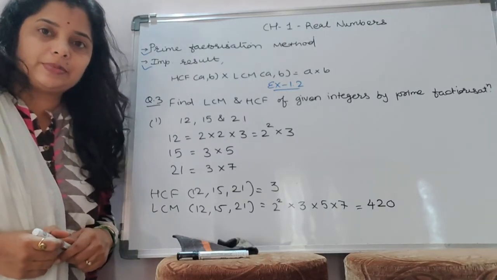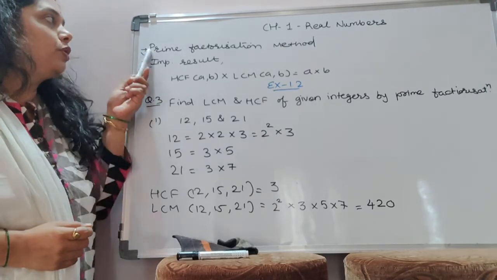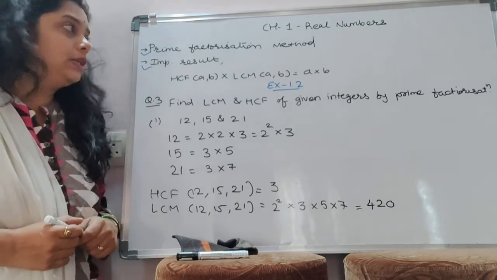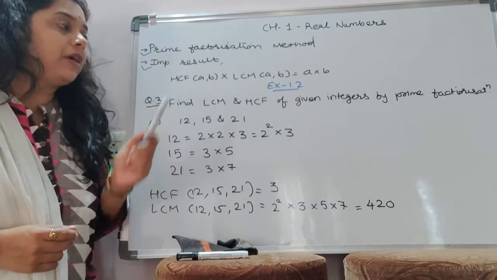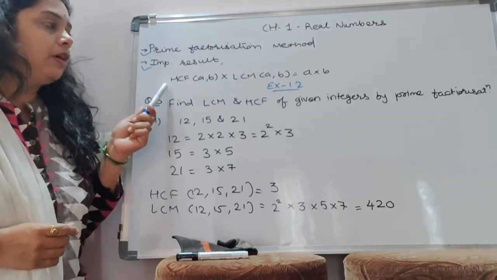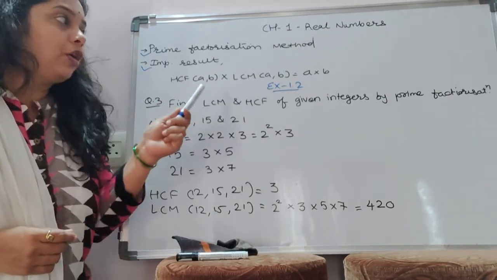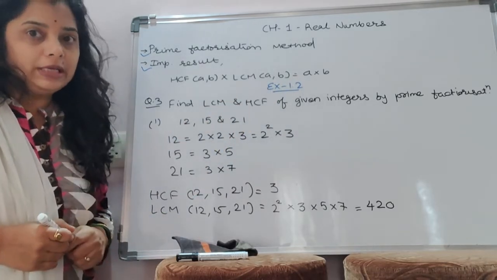We have already started chapter number 1, Real Numbers. In the last lecture we saw two important topics: the prime factorization method, and an important result regarding HCF and LCM of two integers. The product of HCF and LCM of two integers is equal to the product of those two integers.